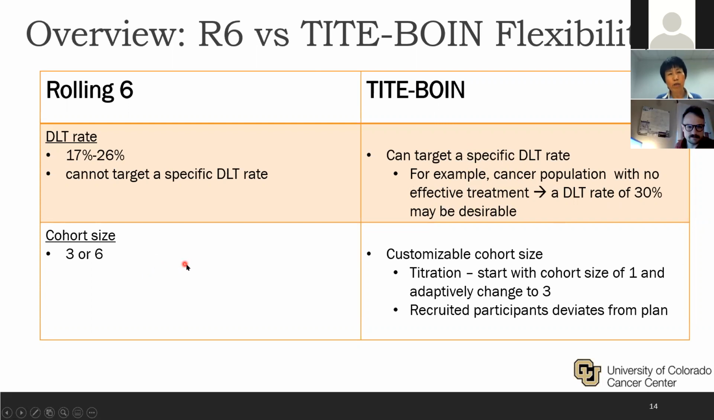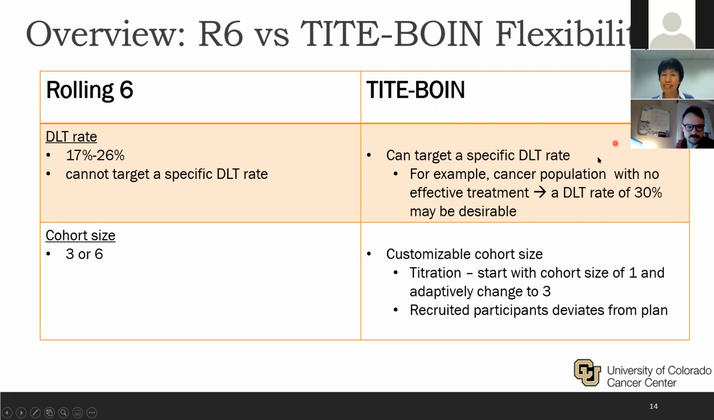The cohort size for rolling 6 is most of the time 6. However, if it's extremely toxic, for example, when 3 patients are enrolled and there are immediately 2 DLTs, then we stay at 3. However, there's no other choice for the cohort size beyond 3 or 6 for the rolling 6 design.